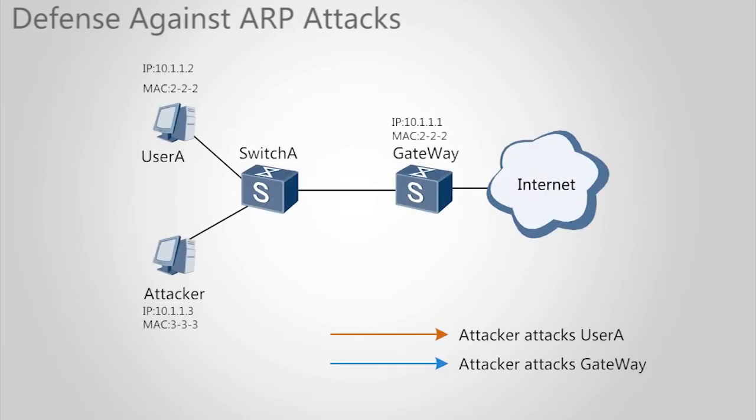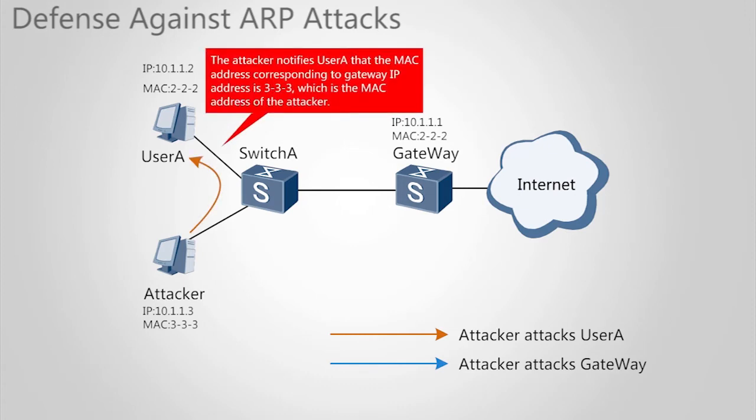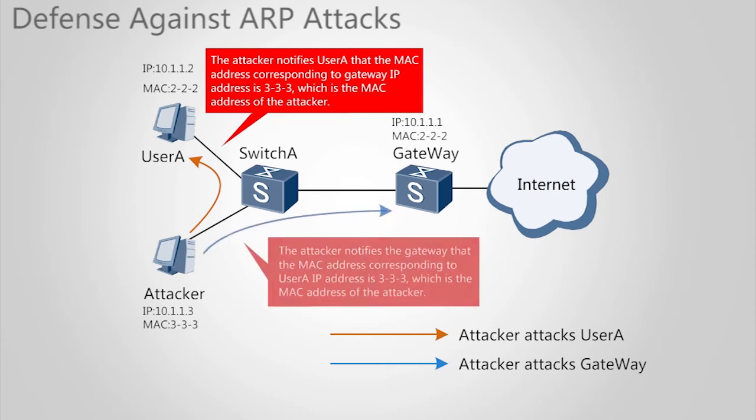ARP spoofing. The attacker sends an ARP packet to user A and deceives user A into believing that the gateway MAC address is 333. The attacker deceives the gateway into believing that the gateway MAC address is 333. The gateway then sends data that should be sent to user A to the attacker. If the routing function is enabled on the attacker, it could monitor and intercept packets that are forwarded between user A and the gateway.